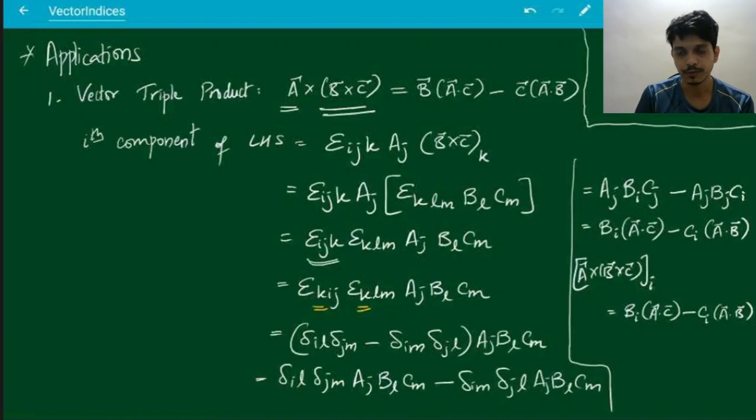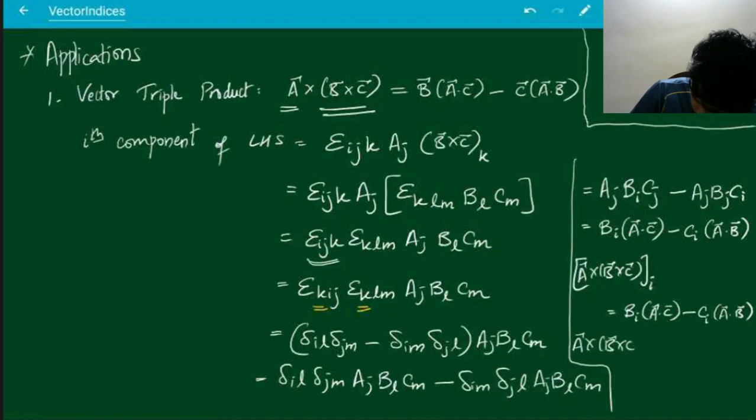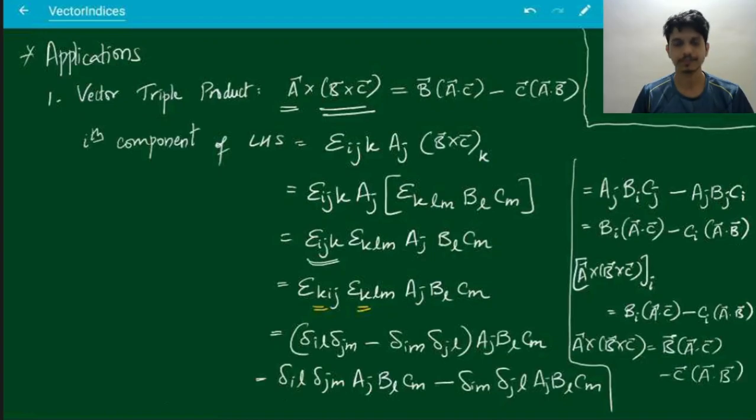But we showed it for the ith component, which means this is true for the x component, the y component, and the z component. So this is true for the entire vector. That just shows that A cross B cross C is just B times A dot C minus C times A dot B. So component-wise we have shown that this is true. So we verified this vector triple product.